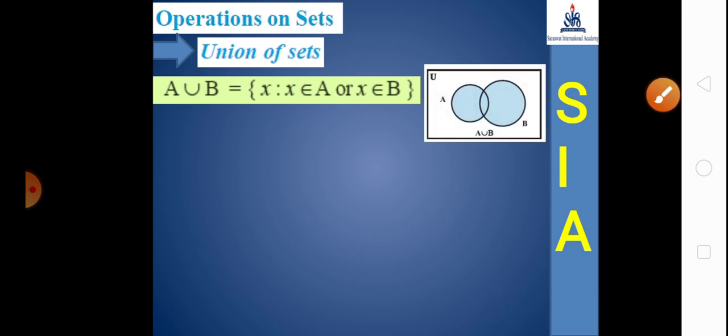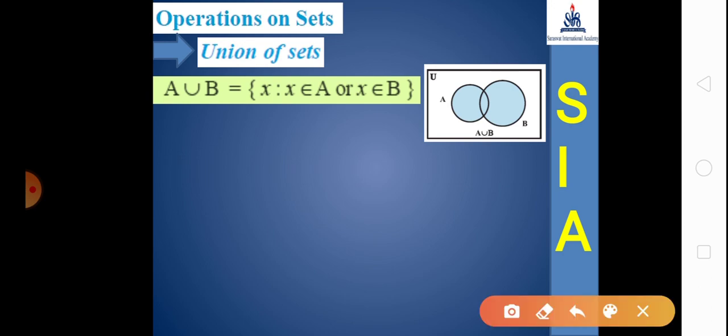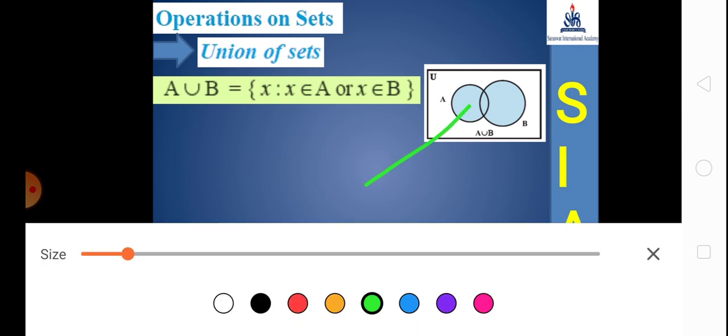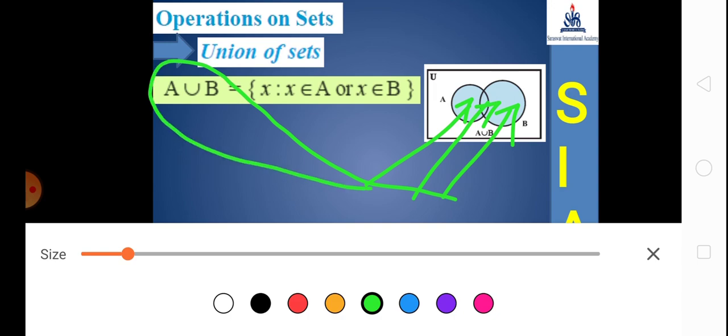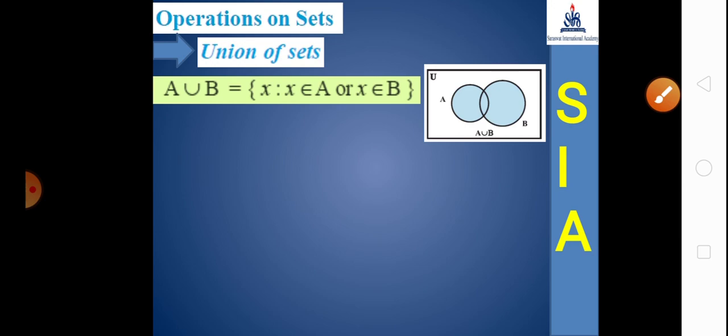So see in this drawing, set A and set B are both given, with the blue shaded region. This blue shaded region, which includes set A and set B and everything between them, is called your union set. One more time, I just highlight this part, and this middle part also indicates your A union B. Clear? Not the outside. A union B is only and only your blue shaded region. That's why I wrote X belongs to A or X belongs to B.